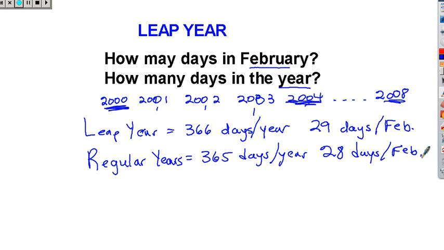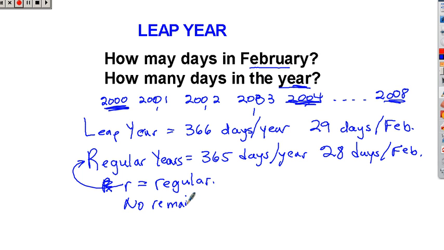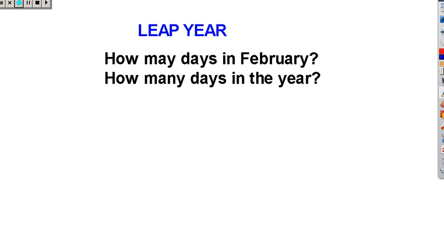Now, how do we know if it's a leap year or not? You simply take the year and divide it by 4. If there is a remainder, I better put it as a small r, remainder means it's a regular year. Okay? If there is no remainder, it's a leap year. No remainder, leap year. So remember, r means regular, remainder. Hopefully you have that written down. You can always rewind the video.